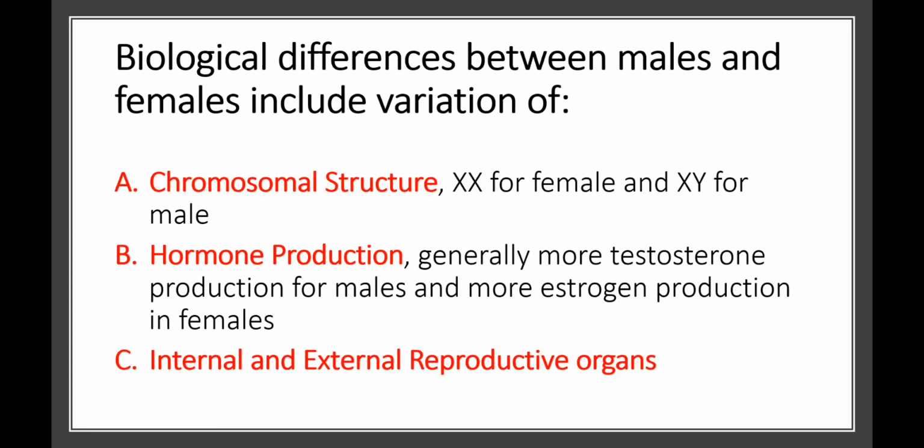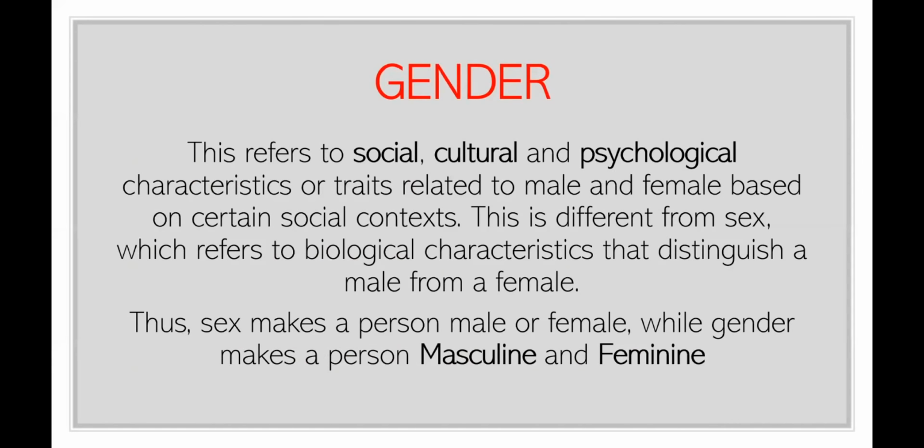Next, we have the internal and external reproductive organs. When we say reproductive organs, we're talking about the penis and the vagina. Penis for males and vagina for females.